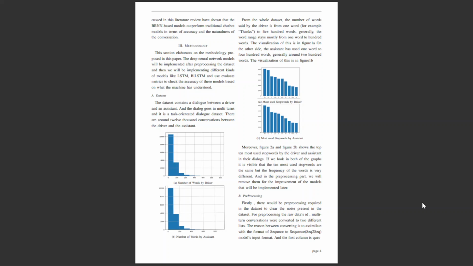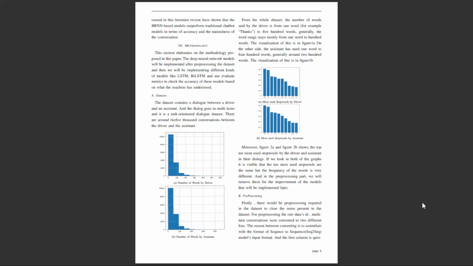We have used different kinds of deep learning models which will be implemented after pre-processing the data, and we will be using different kinds of models like LSTM, bidirectional LSTM, and we will be evaluating those metrics on those models and we'll check the accuracy of those models.